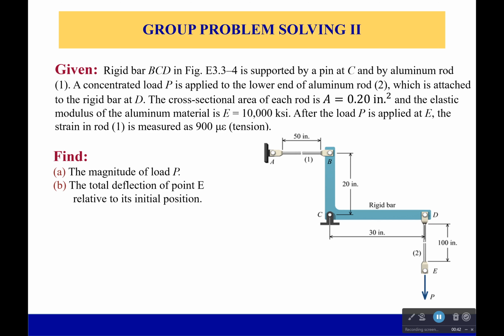So what do they want you to find? Well, they want you to find the magnitude of the load at the end of the second aluminum rod, as well as the total deflection of the bottommost point of that second aluminum rod. So take your time, see if you can do it on your own, and then come back here and check and see how you did. So 3, 2, 1. Well, you paused, you're back, you did amazingly, and now you're going to check your work. So let's look at it.